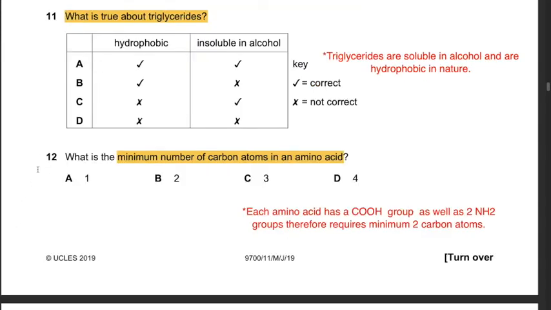Question 11. What is true about triglycerides? The columns are hydrophobic and insoluble in alcohol. Triglycerides are soluble in alcohol and are hydrophobic in nature. Therefore, there should be a cross mark in insoluble in alcohol and a tick in hydrophobic. And that leaves us with the answer being B.